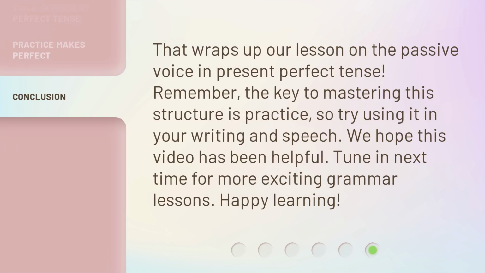That wraps up our lesson on the passive voice in present perfect tense. Remember, the key to mastering this structure is practice, so try using it in your writing and speech.